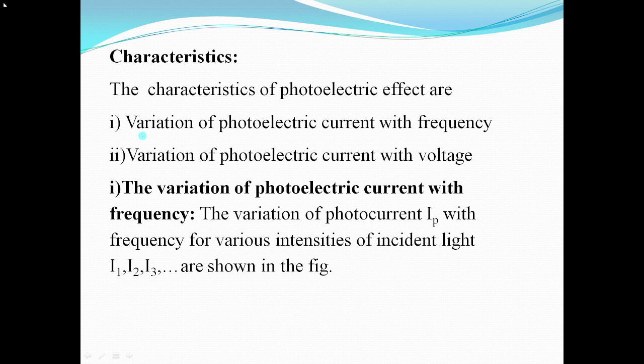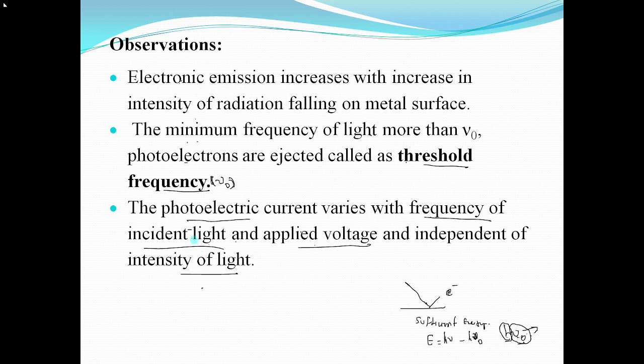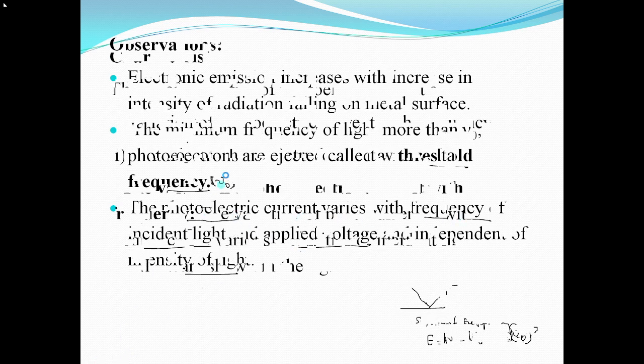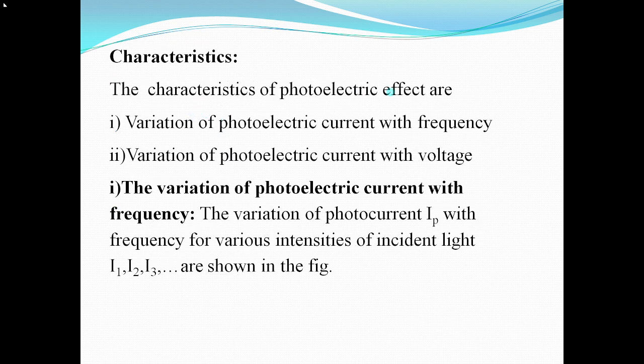One is the variation of photocurrent with frequency, which means photocurrent depends on frequency. The next is that photocurrent depends on applied voltage. So the characteristics of the photoelectric effect are the variation of photoelectric current with frequency and the variation of photoelectric current with voltage. First, the variation of photoelectric current with frequency.